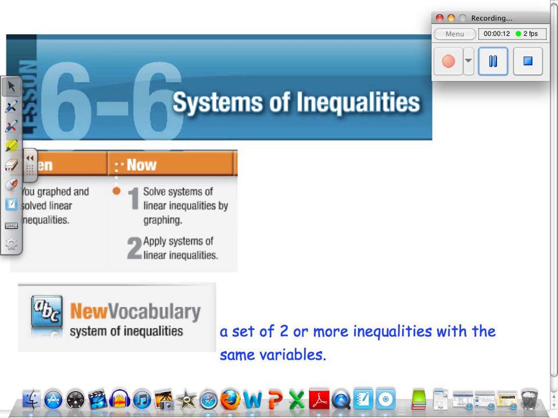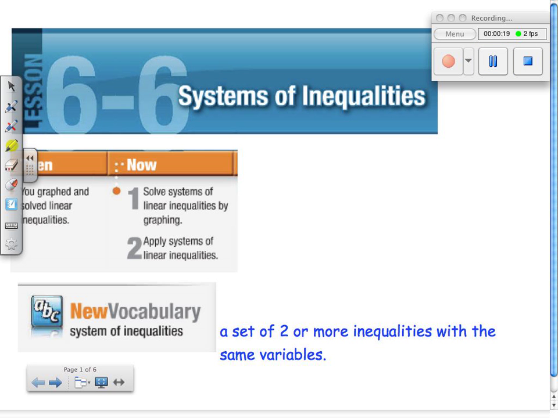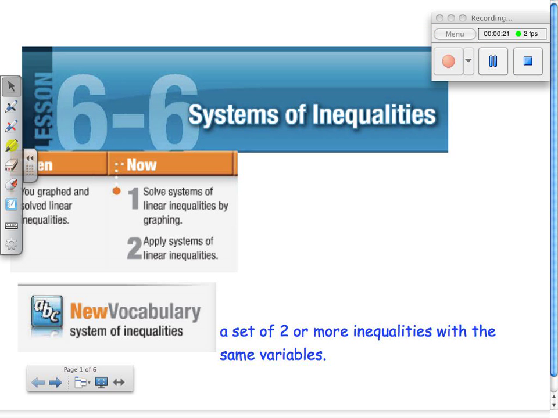We're going to be solving systems of inequalities by graphing.